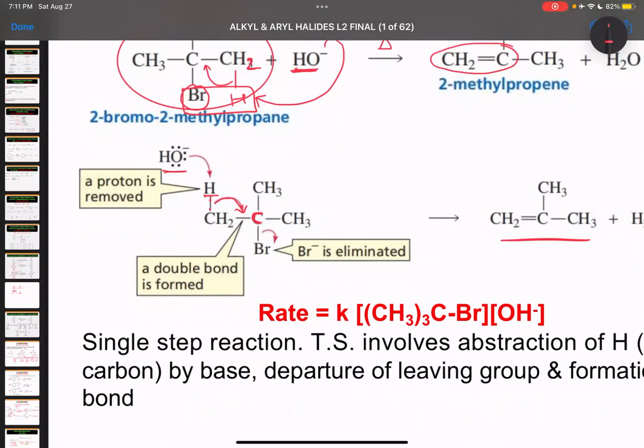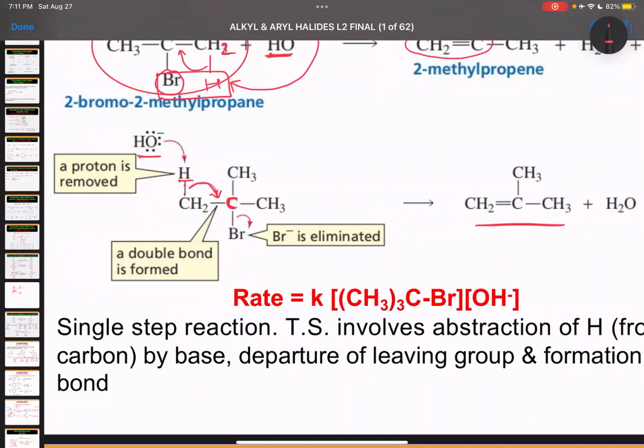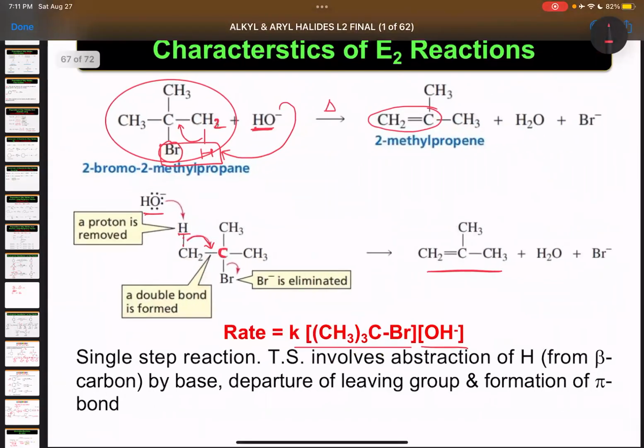Just like SN2, it is happening in a single step mechanism. Is that clear or not? Okay. So, because it is a single step mechanism and two molecules are involved, the rate is directly proportional to the concentration of the substrate and the concentration of the base. Is it clear? Because if you increase the concentration of both, they will react more vigorously. They will collide more frequently. Yeah, you can write it. Okay. This is single step reaction.